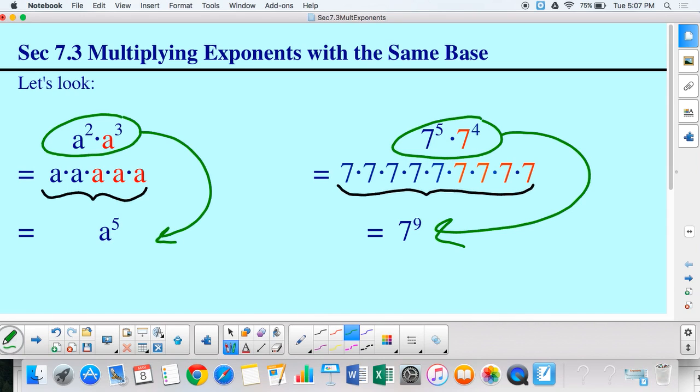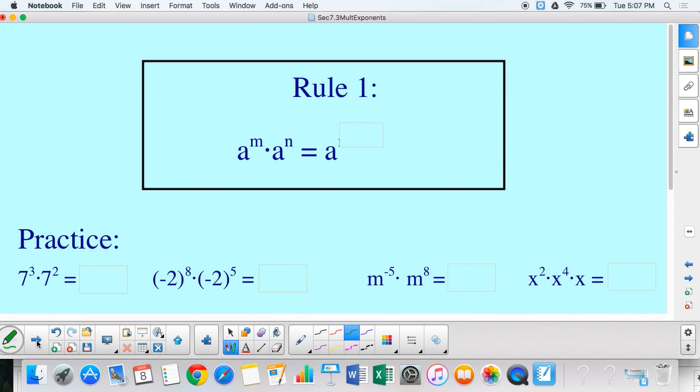Now what this rule does today is takes us from here directly to here without having to rewrite the problem out as this repeated multiplication. And maybe you see already the pattern of how that happens. And the rule is that when you have these two bases multiplied together, we can add the exponents.